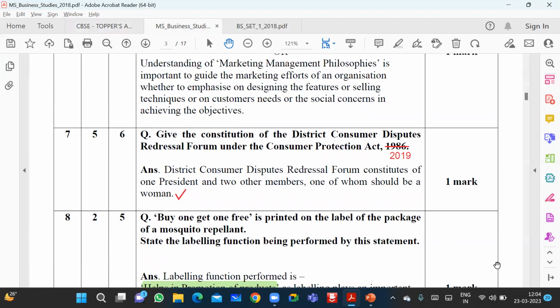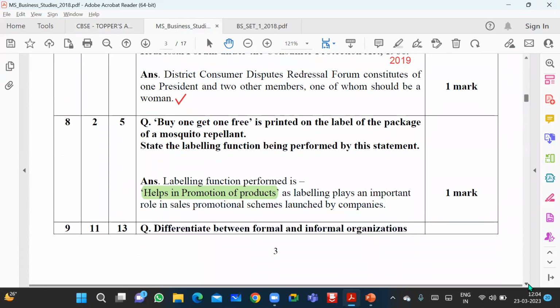And now question number 8. In question number 8, you can see buy one get one is printed on the label of the package of the mosquito repellent. State the labelling function being performed by this statement. Labelling function is basically a factor of the product mix, and you have to identify what function of labelling has been covered in this question. The labelling function basically helps in the promotion of the product. If you write the right heading, you will get full mark.